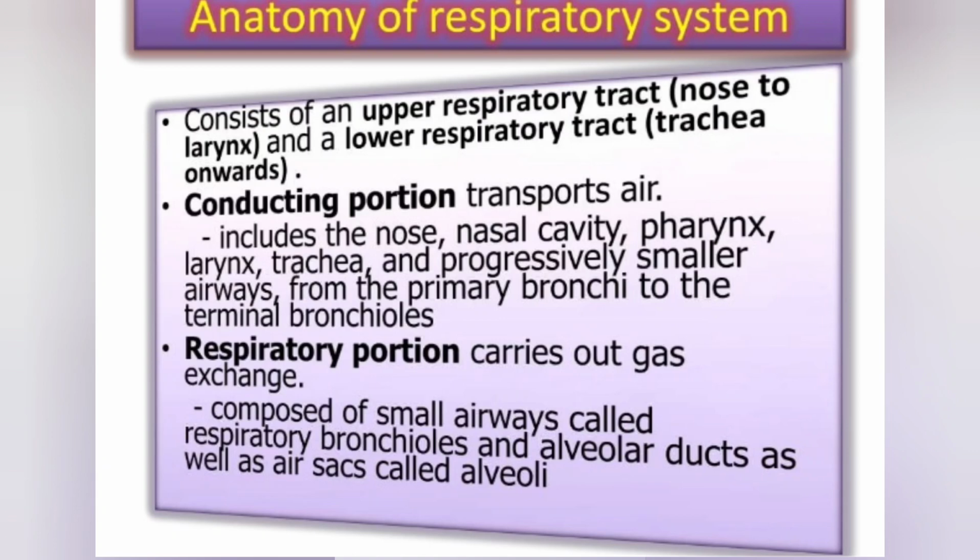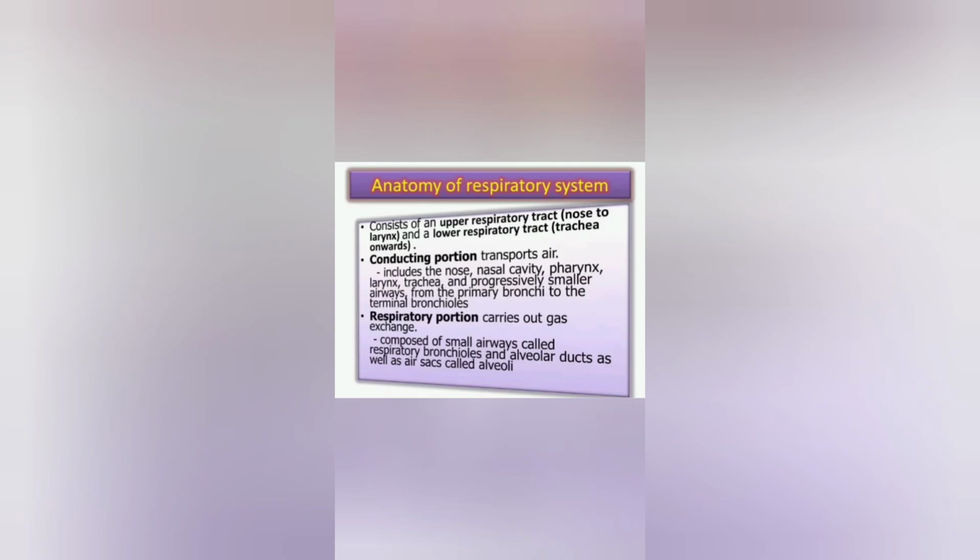The next one is the respiratory portion, which carries out gas exchange. It is composed of smaller airways called respiratory bronchioles and alveolar ducts, as well as sacs called alveoli. So this is the respiratory portion. These are the two main important portions present in the respiratory system.